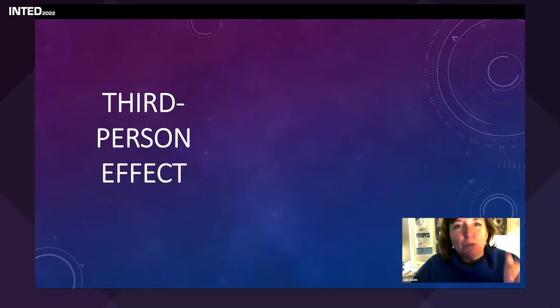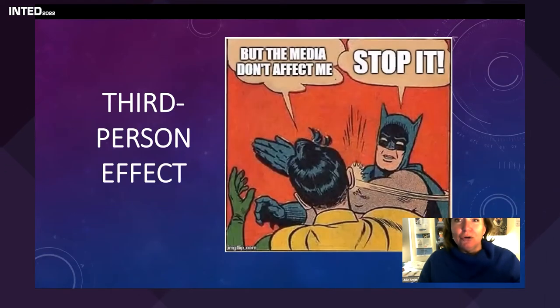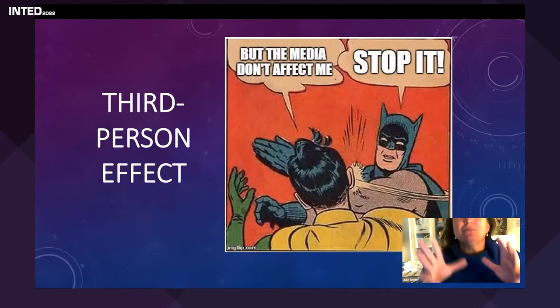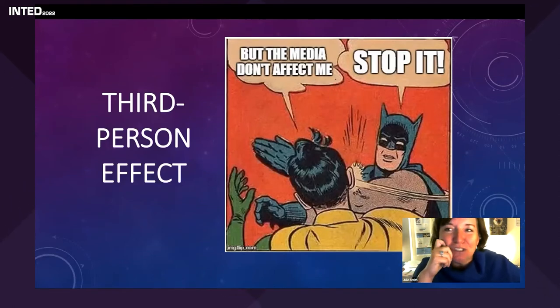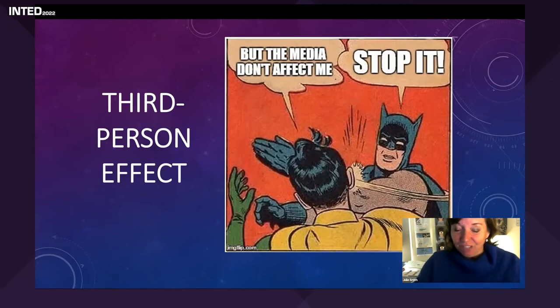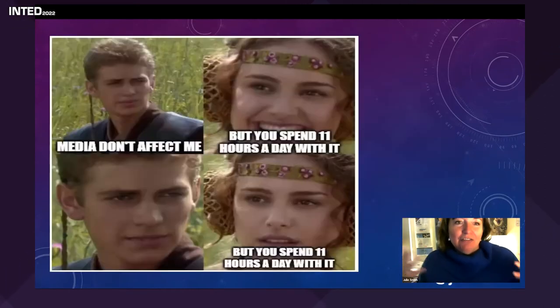And one of the biggest problems is that people don't think that it affects them. This is called the third person effect. And I like to create memes. So these are the memes that I show my students. A couple of years ago, a survey was done where they asked, do the media affect society? And 80% of the respondents said, yes, it affects society. Then they changed the words. Do the media affect you personally? And only 12% said yes. So we don't think it affects us, but we're spending 11 hours a day with it.